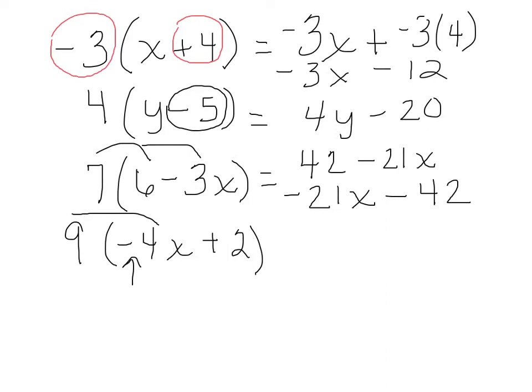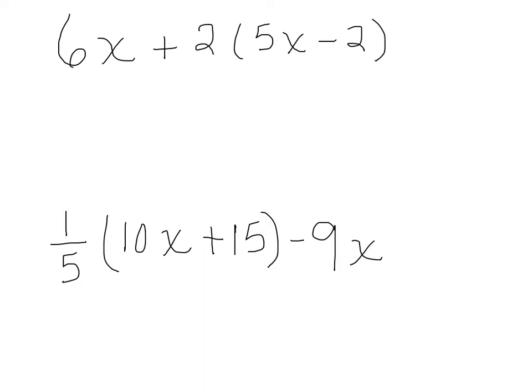I think we get what I mean here, right? The sign in front of the number stays with the number. So 9 times negative 4x is negative 36x, plus 9 times 2 is 18.